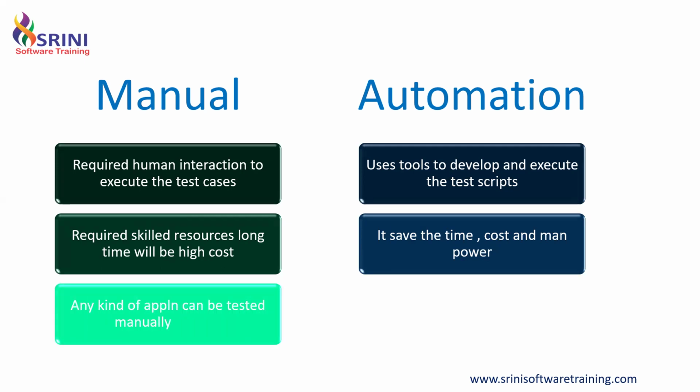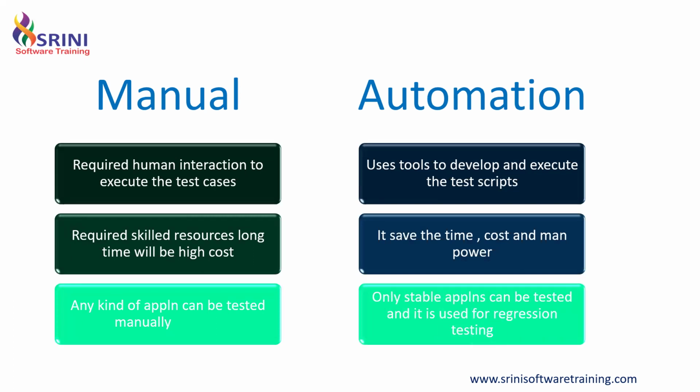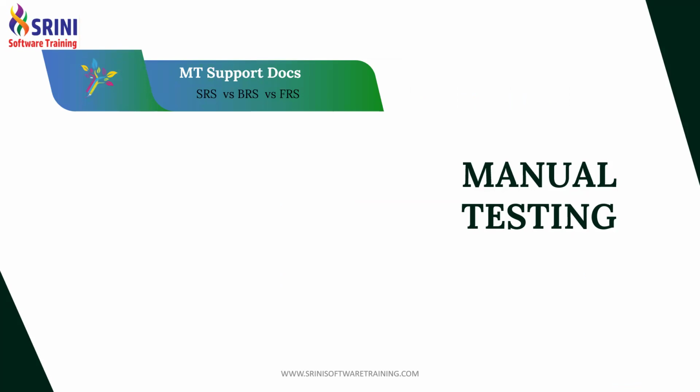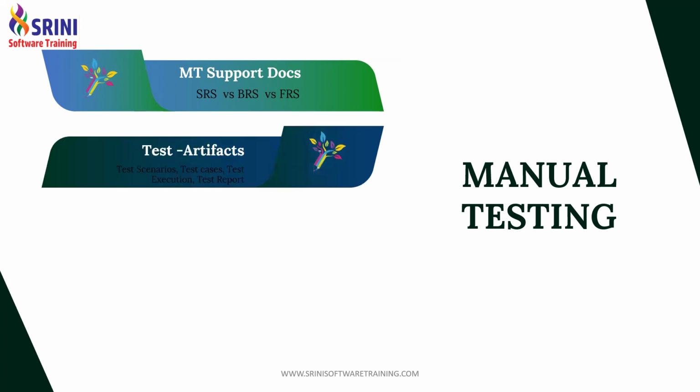Any kind of application can be tested manually, but only stable applications can be tested automatically. That's a small difference actually. And in manual testing, I'm going to talk about how to prepare the test cases, how to gather requirements, how to choose the environment, how to prepare the SRS, BRS, and FRS. SRS means software requirement specification. BRS means business requirement specification documents. FRS means functional requirement specification documents. That is all I'm talking about in manual testing.